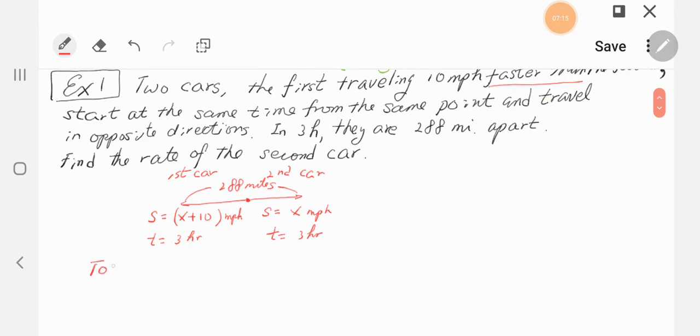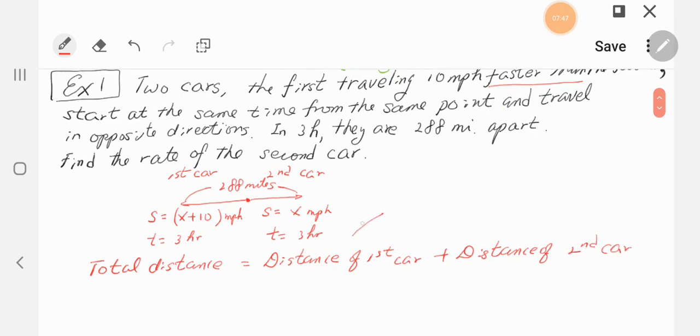So how about, can I write it like this? Total distance between two cars is the distance that the first car traveled, plus the distance that the second car traveled, right?